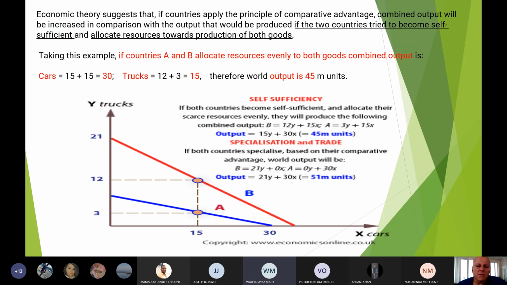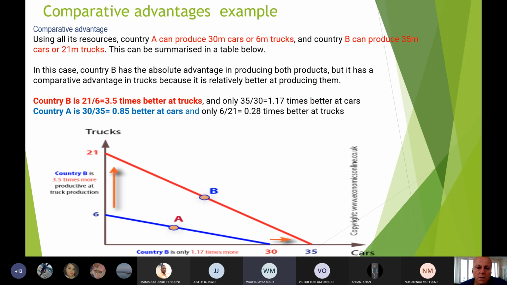Sir, economic theory. Yes, please. Yes, sir, I'm listening. What is the difference between absolute advantage and comparative advantage? Can you explain this to me?